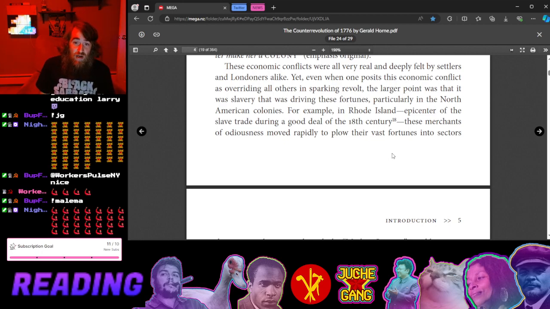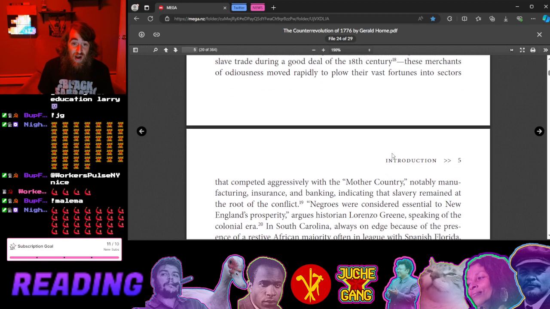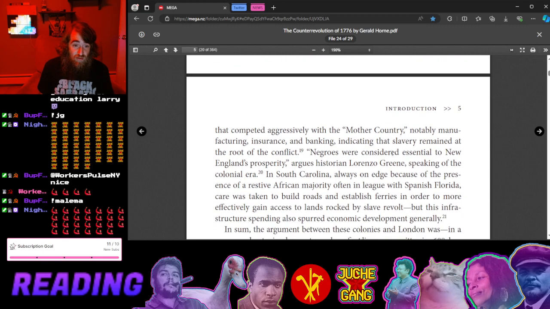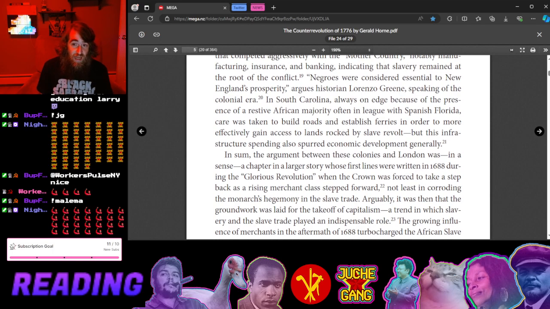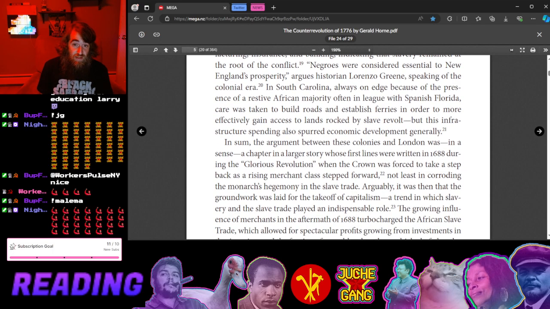Yet, even when one posits this economic conflict as overriding all others and sparking revolt, the larger point was that it was slavery, and that was the driving force behind these fortunes, particularly in the North American colonies. For example, in Rhode Island, epicenter of the slave trade during a good deal of the 18th century, these merchants of odiousness moved rapidly to plow their vast fortunes into sectors that competed aggressively with the mother country, notably manufacturing, insurance, and banking, indicating that slavery remained at the root of the conflict.